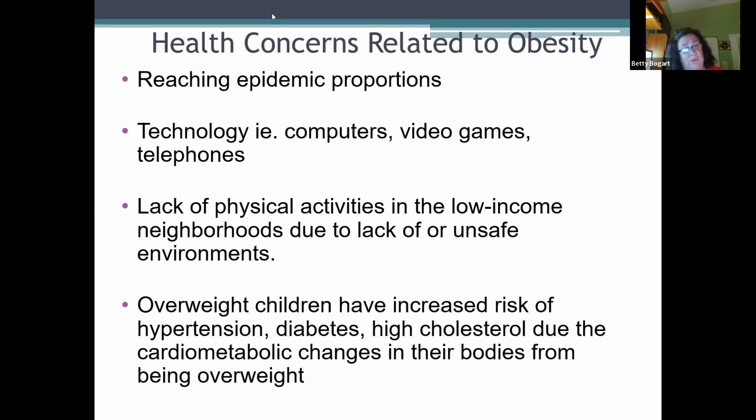It could be, though, due to an unsafe environment. That's the one time you would say, well, yeah, you can't be outside playing the way that you'd like to. But the one thing about overweight children is that these children have an increased risk of high blood pressure, diabetes, and high cholesterol, because their bodies go through these cardiometabolic changes because they're overweight. So if we have school age children overweight, they will turn into adults that are going to have some medical problems.